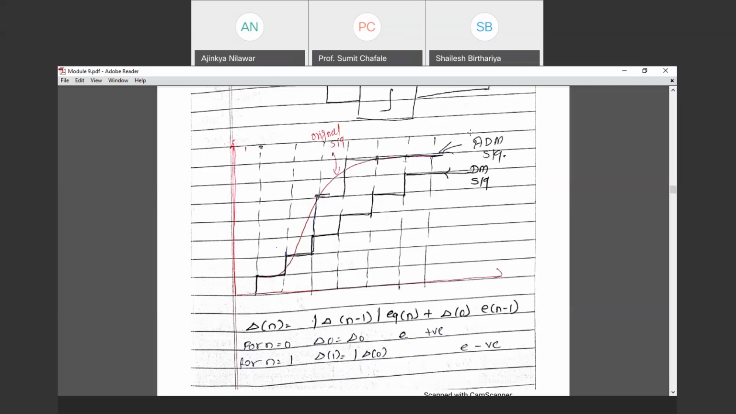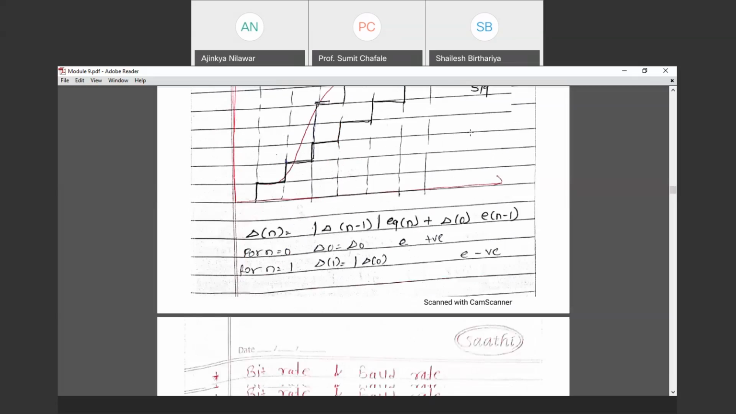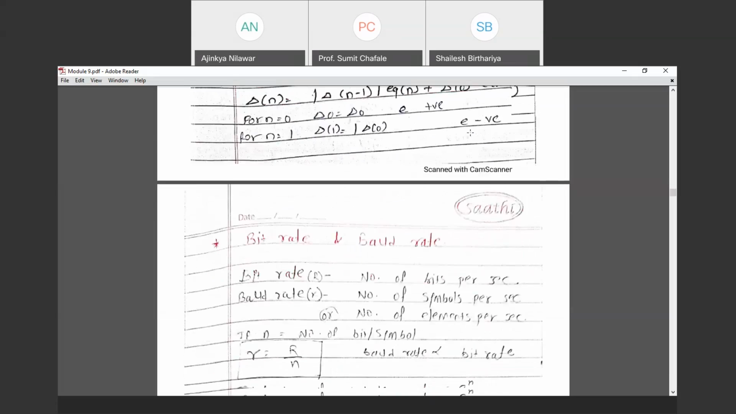So basically what we are doing, we are converting our sine signal into digital signal with the help of these different modulation schemes, right? Next, we will have the concept regarding shift.